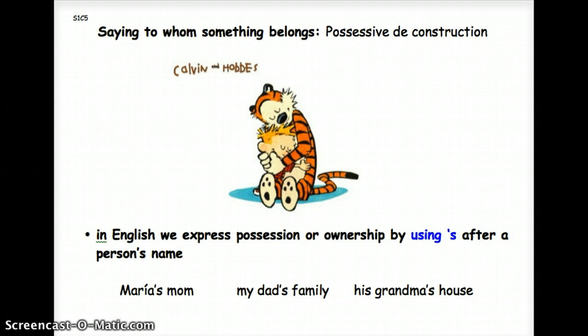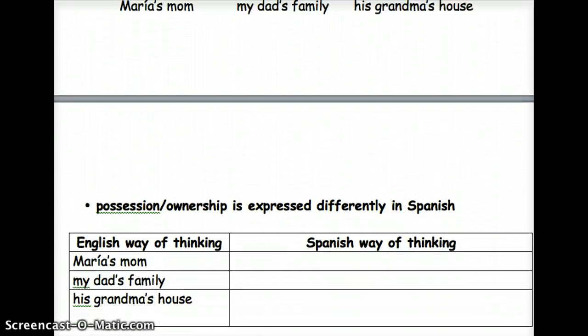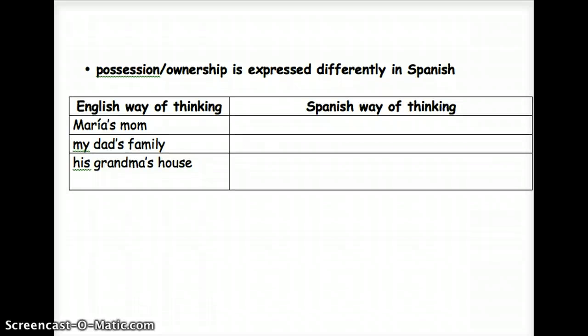In Spanish, the way of thinking about this is quite different. And like some other concepts that we've learned about this year, this is not that intellectually challenging to grasp. What's going to be challenging is remembering to think this way, because you're fighting your English brain, your English way of thinking. So whereas we may say Maria's mom, in Spanish you're going to be saying the mom of Maria.